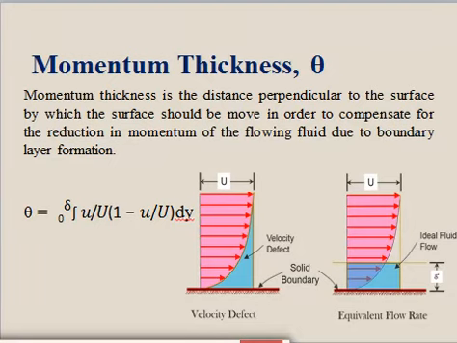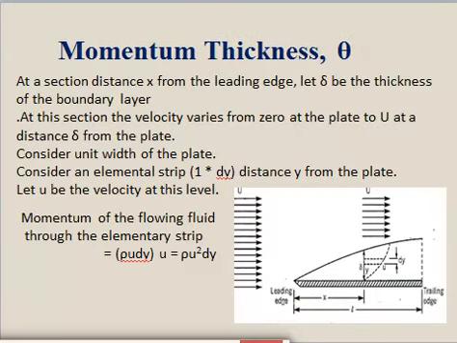So quickly we will see the derivation for this momentum thickness. Again we are going to consider the same case. Consider a free stream velocity of the fluid, capital U, and consider a stationary fixed plate. Now whenever this free stream fluid moving with velocity capital U comes in contact with this plate, there is a formation of a boundary layer.